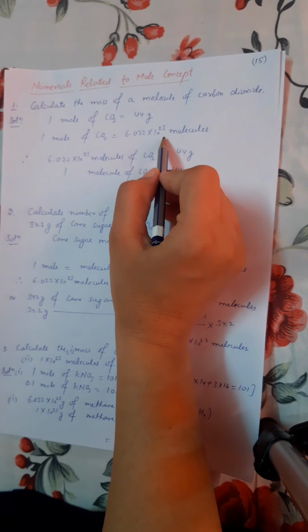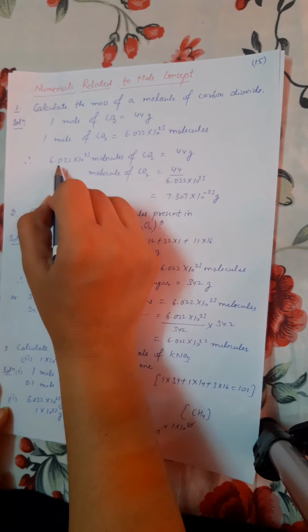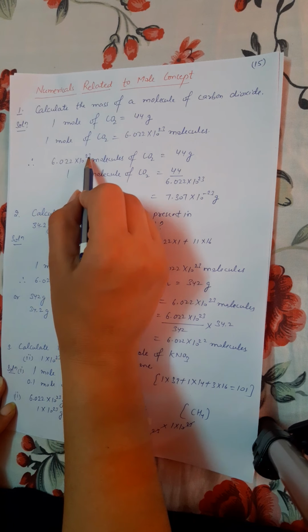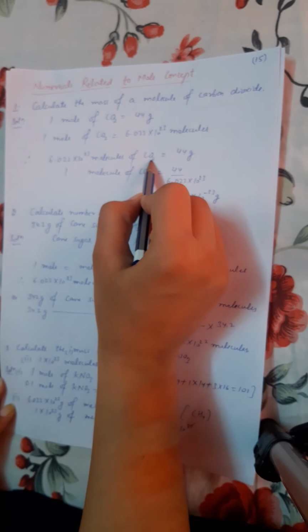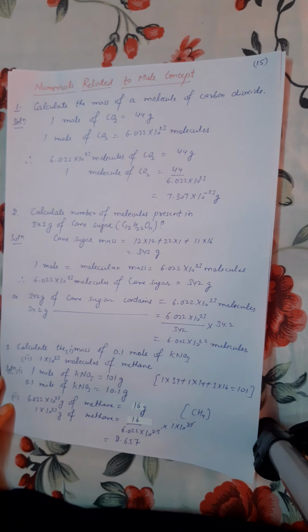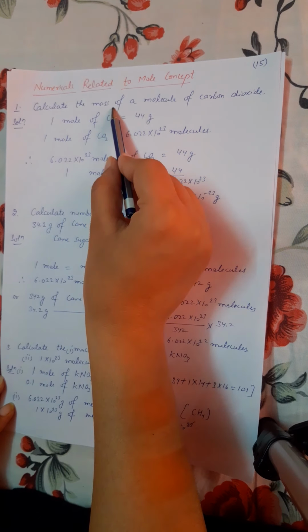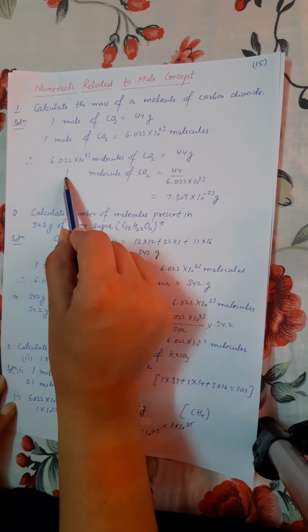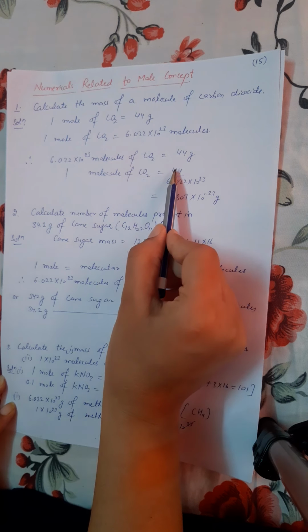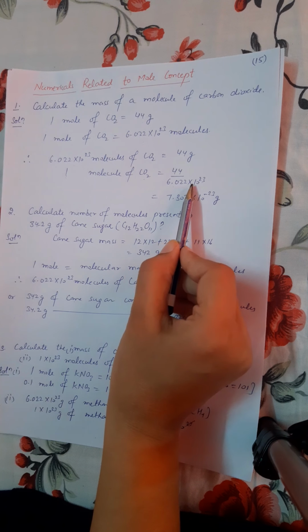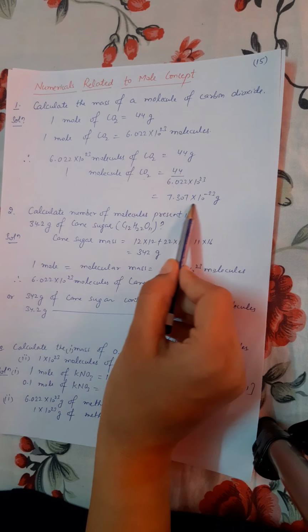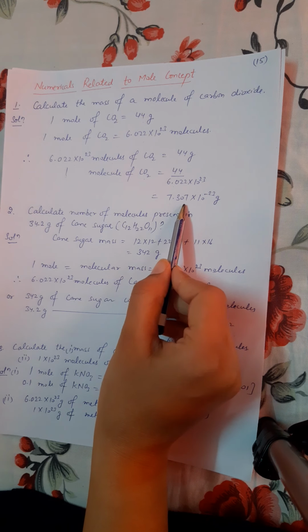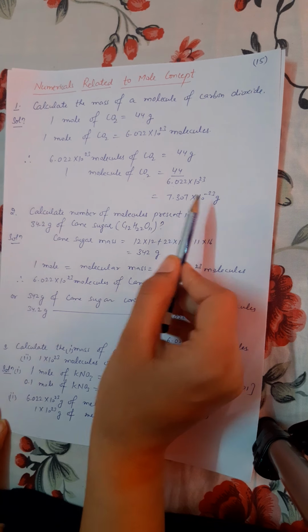6.022 into 10 to the power 23 molecules. तो ये दोनों आपस में क्या हो गए? Equal. 6.022 into 10 to the power 23 molecules of CO2 is equal to 44 gram. So we have to calculate mass of a molecule, means one molecule. By unitary method, one molecule of CO2 is equal to 44 divided by 6.022 into 10 to the power 23. This will be 7.307 into 10 to the power minus 23.